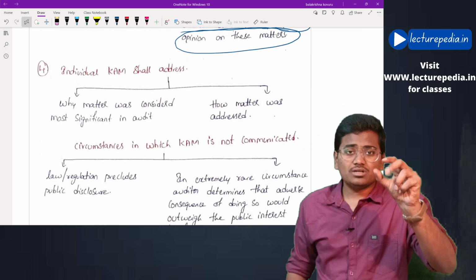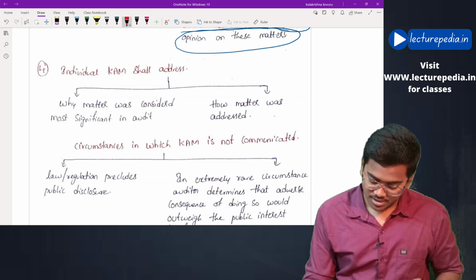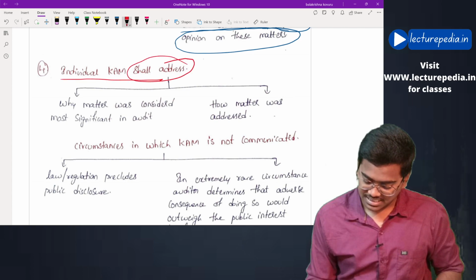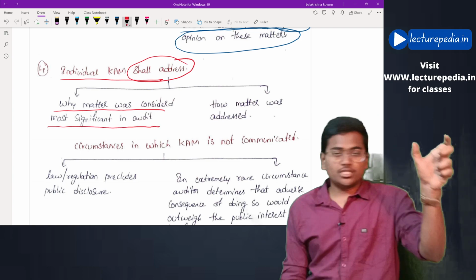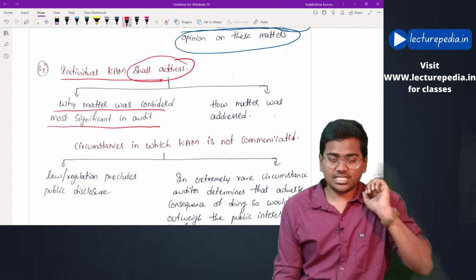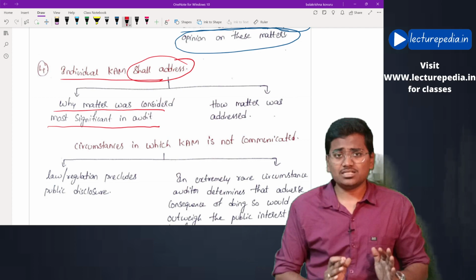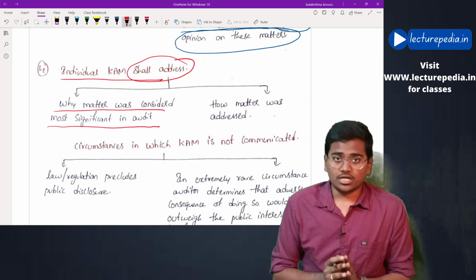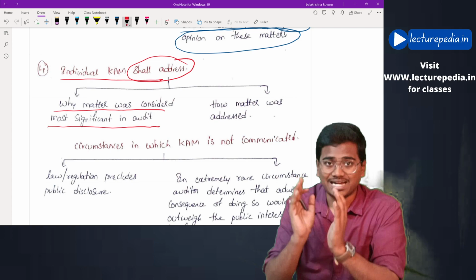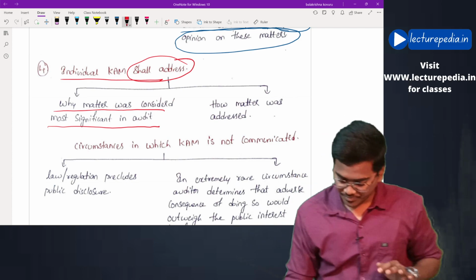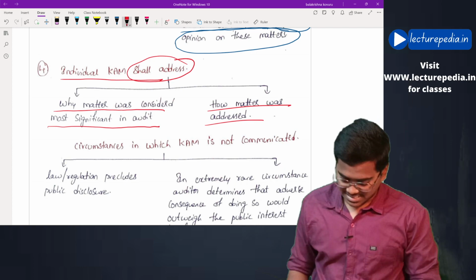now the format of each key audit matter is divided into two types. Firstly, individual key audit matter shall address why matter was considered most significant in the audit. He will give subheading. Under this subheading, he will describe the key audit matter. In this description, he should specify first of all why did auditor feel that this matter is significant for the audit. The reasoning he has to provide, and besides that, how the auditor has addressed this key audit matter in the audit. How matter was addressed during the audit. This is how the key audit matter has to be presented.